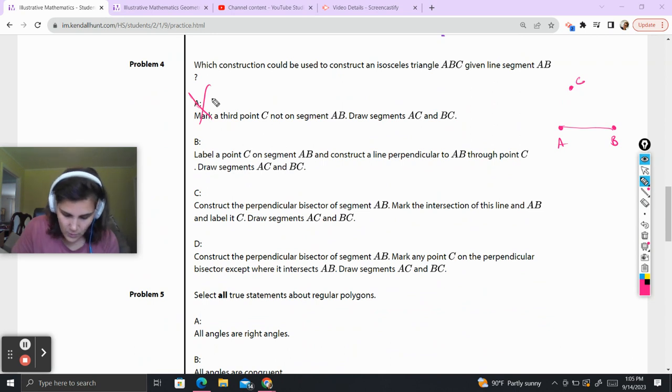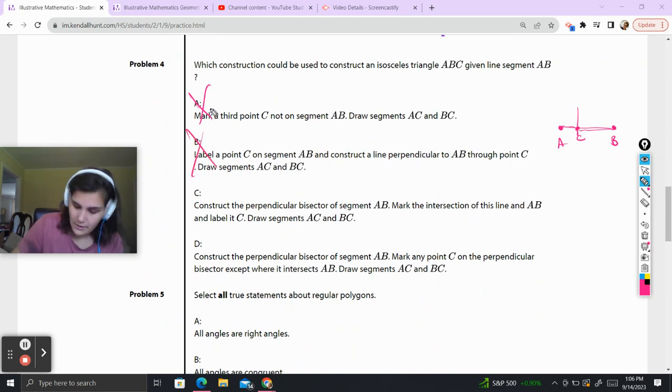B. Label point C on segment AB. Construct a line perpendicular to AB through point C. So I drew point C here this time, so let's get rid of that one. I drew a line perpendicular through C. Draw segments AC and BC. AC is right here and BC is over there. That one doesn't even make a triangle, so we can cross them out.